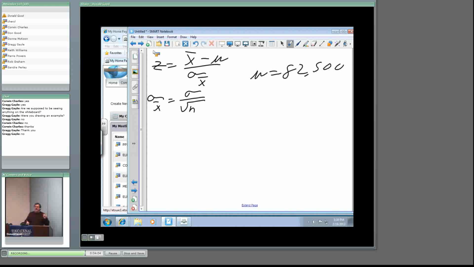Everybody earns 82. Altogether, the population's mean is 82,500, and the standard deviation is 6,000. That means it's pretty well spread out. For example, we'd know that if you're earning more than one standard deviation above the mean, you're earning, what, 88.5. And we know that about 16% of the people do that.